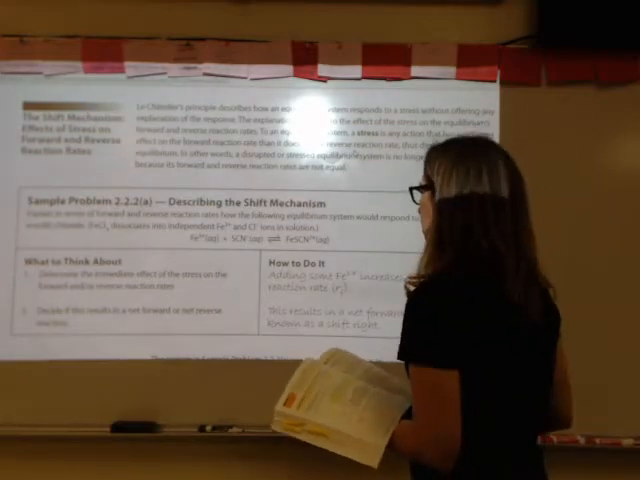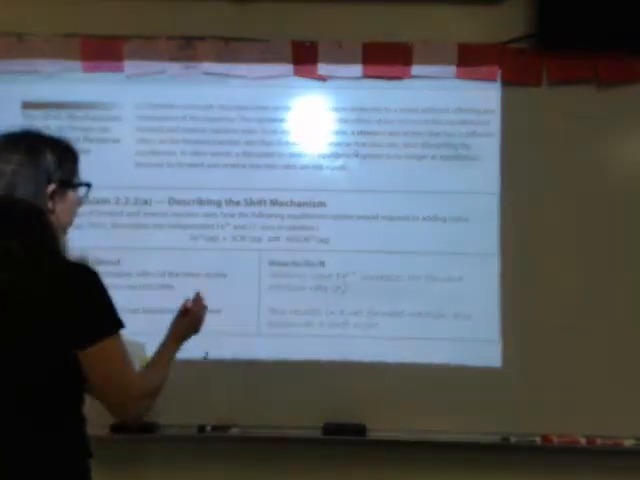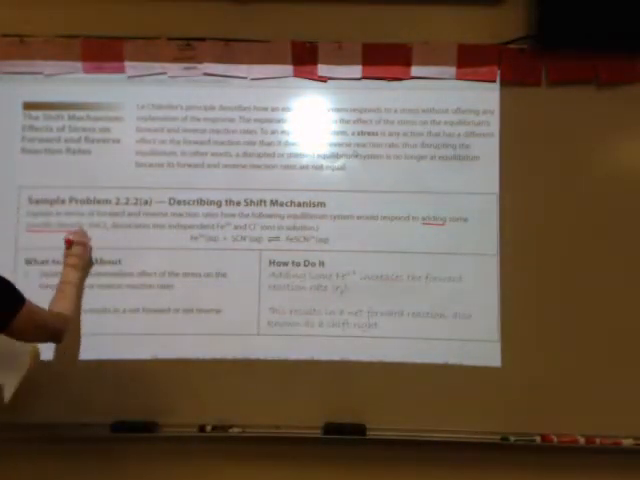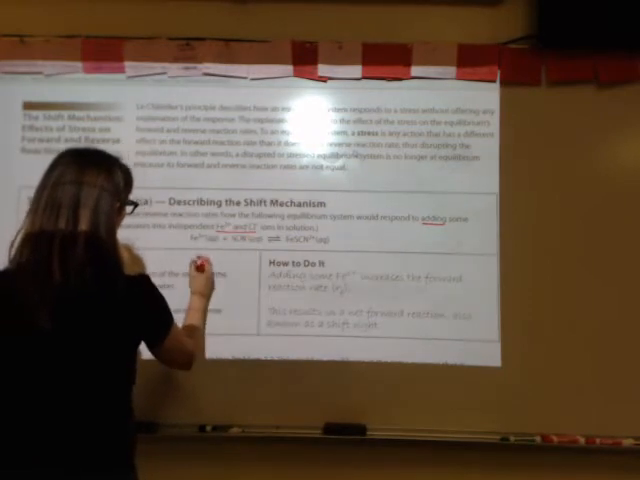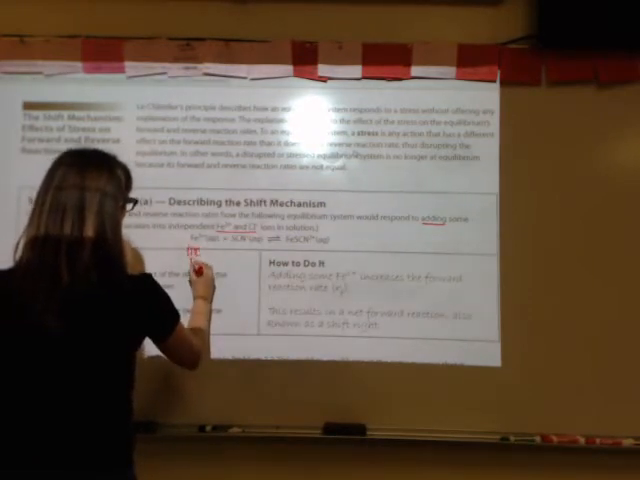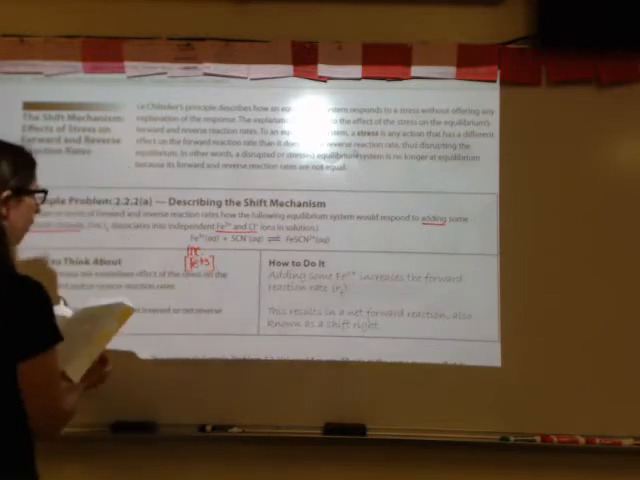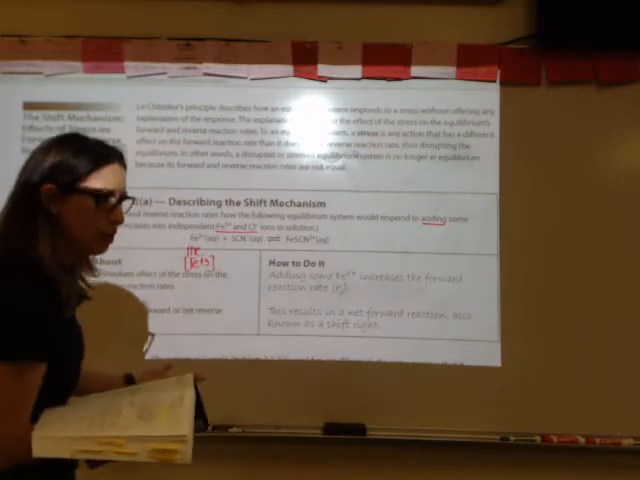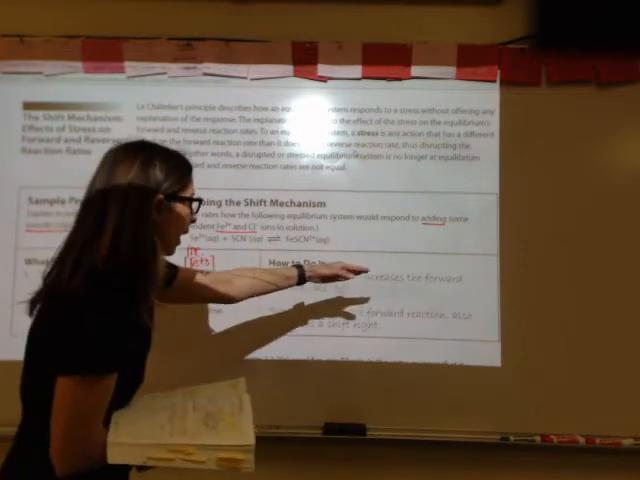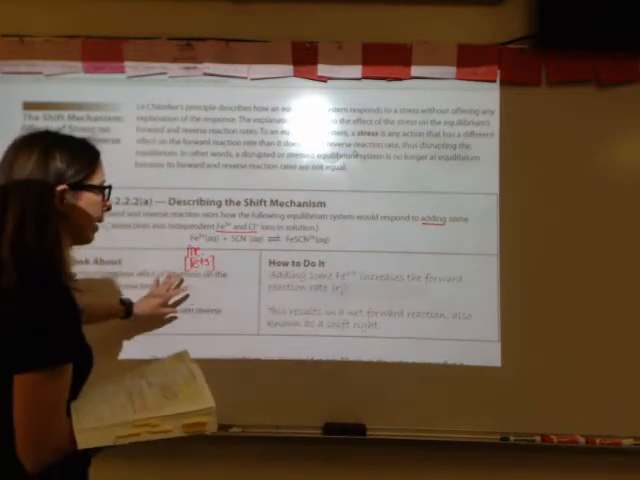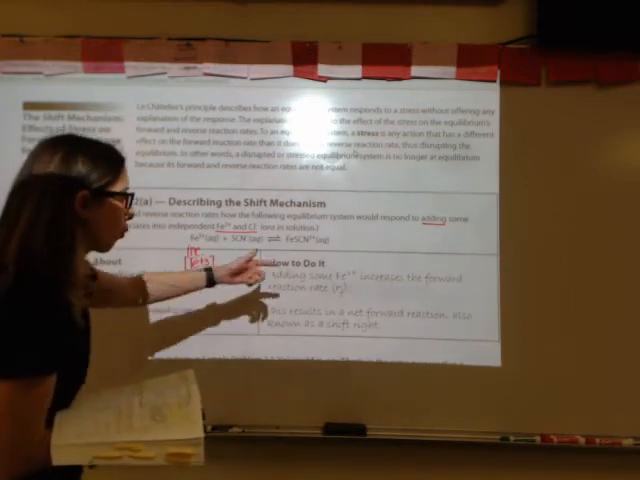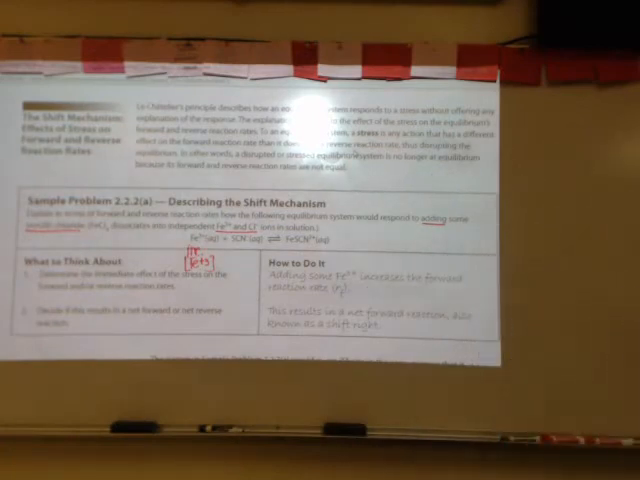If I look at this sample problem here, if I add some iron 3 chloride, which dissociates into iron 3 and chloride ions, that means you're increasing the concentration of Fe+3, and Fe+3 is a reactant. So what's going to happen? I need to consume some of it. So I shift away, I shift to the right. And if I shift to the right, I'm going to increase the forward reaction rate, which results in a net forward reaction, and that's known as my shift right.